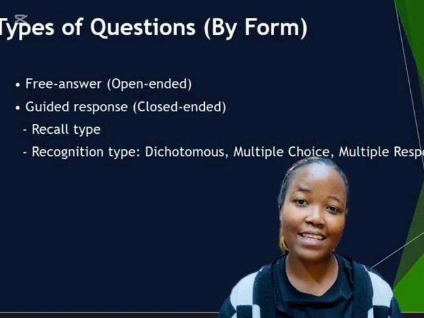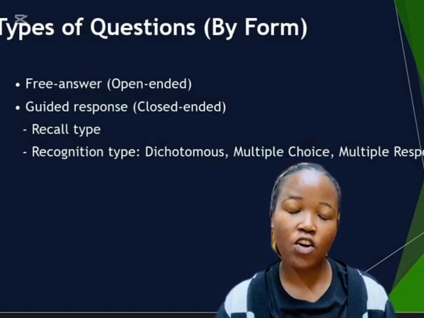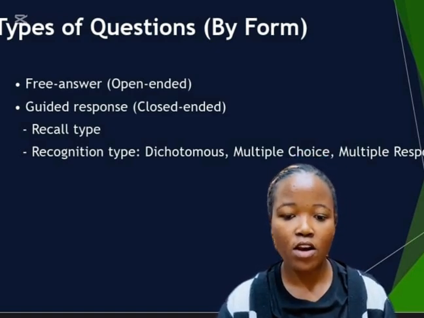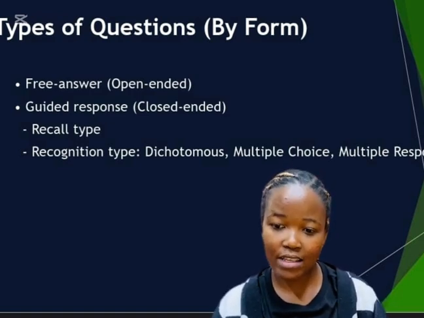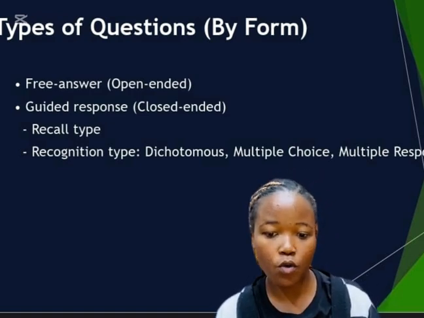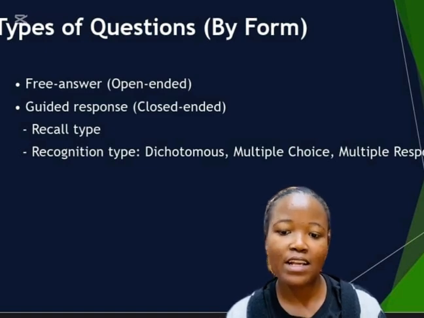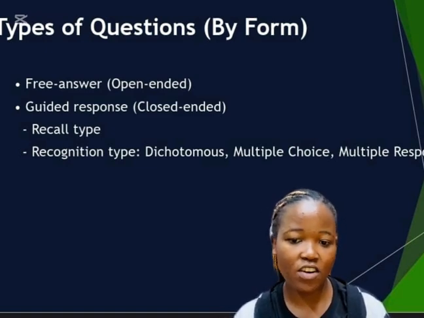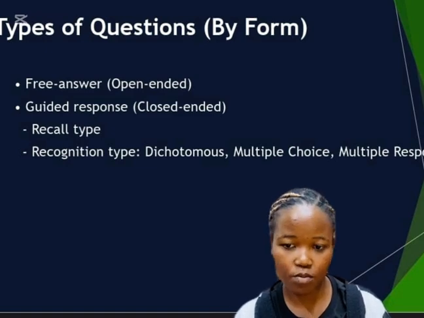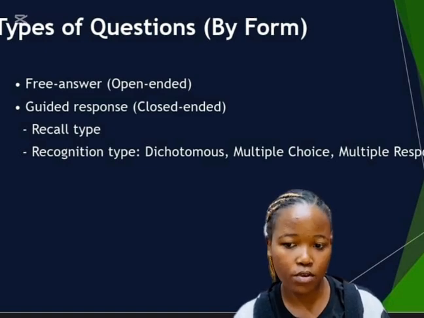Types of questions asked in a survey questionnaire. According to form, there are two types. The first one, the free answer type. The respondent is free to answer the question in his own way, in his own words. This is called the open form, open-ended, subjective, unrestricted, essay, free response, and unguided response.